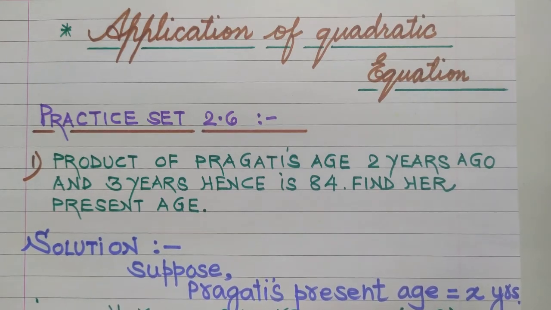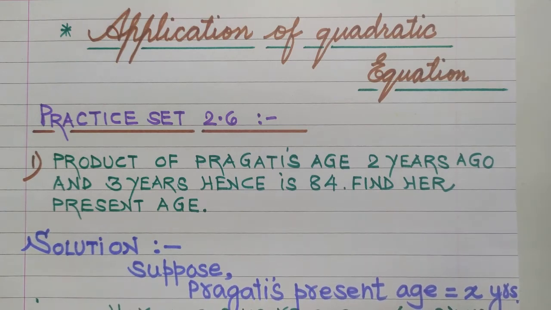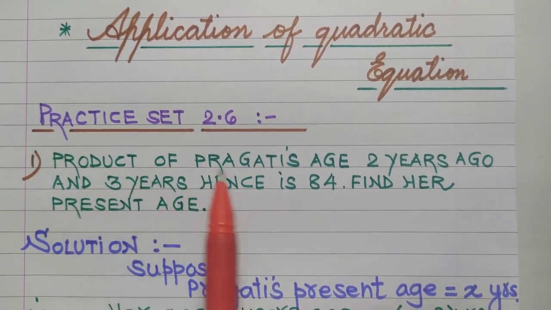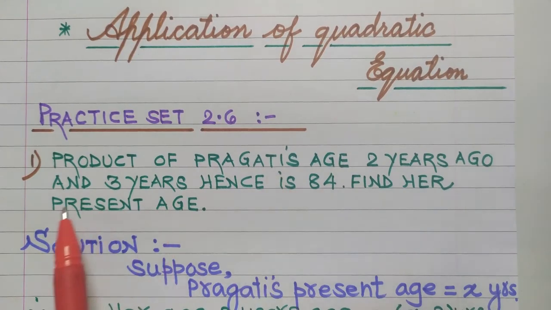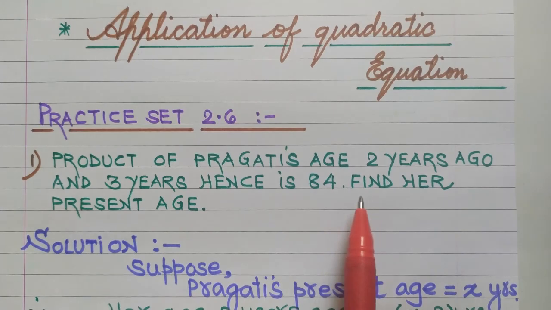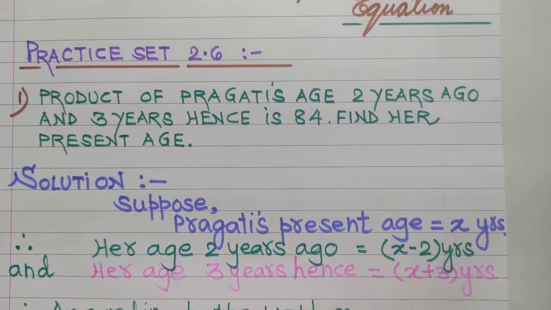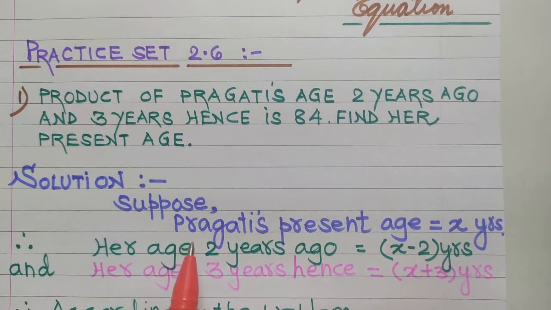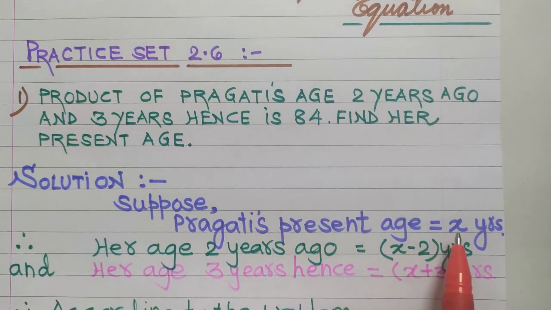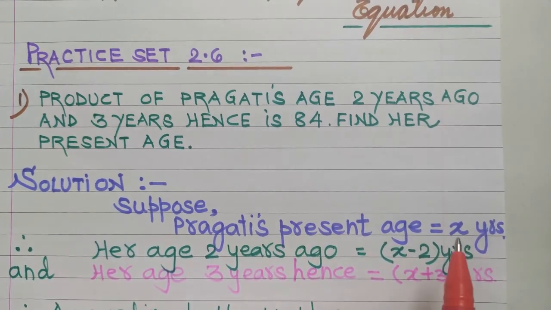So here we are with practice set 2.6. I shall read the first problem. Look at the first problem. It says product of Pragati's age 2 years ago and 3 years hence is 84. Find her present age. So to start with the solution, I have considered, suppose Pragati's present age is equal to x.